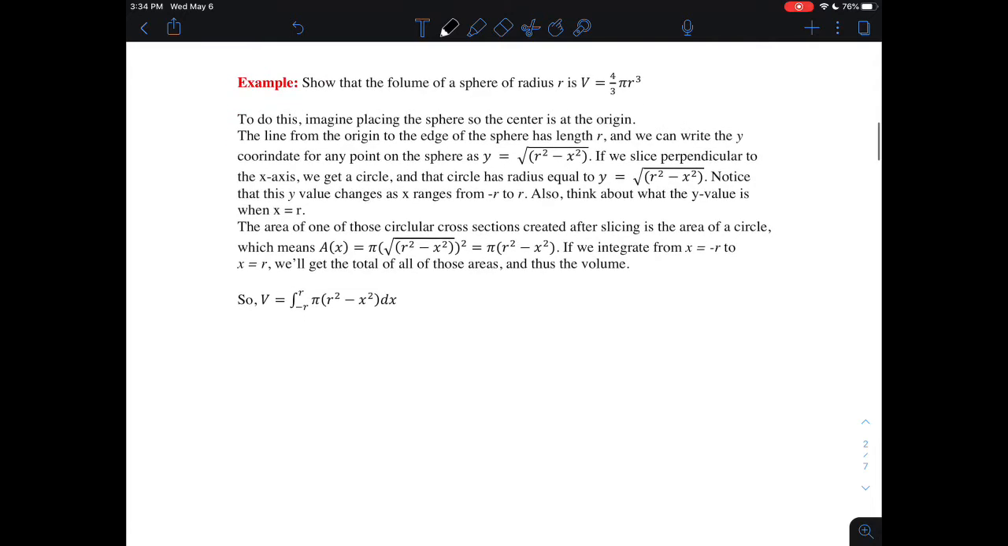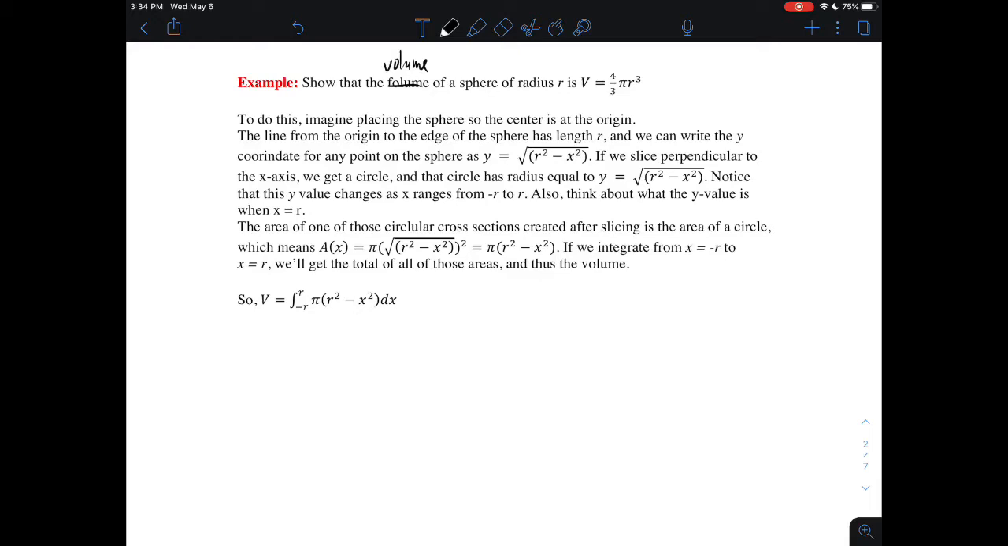So let's start with this example. Show that the volume of a sphere of radius r is capital V equal 4/3 pi r cubed. So this is actually a known formula, the volume for a sphere with radius r, but now we're going to actually prove that this is true.